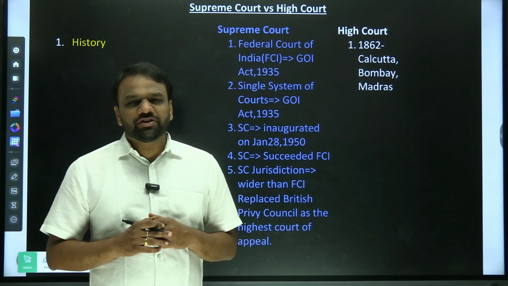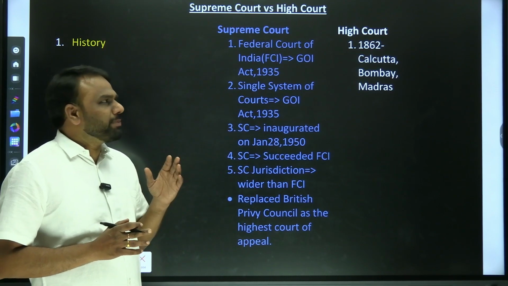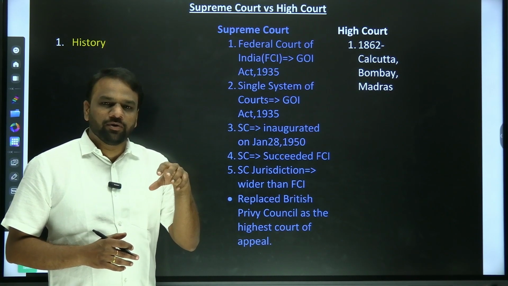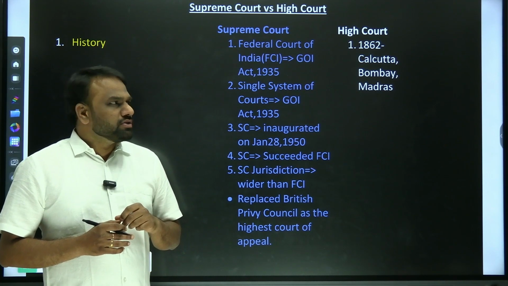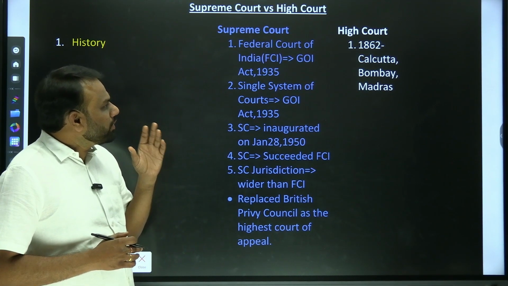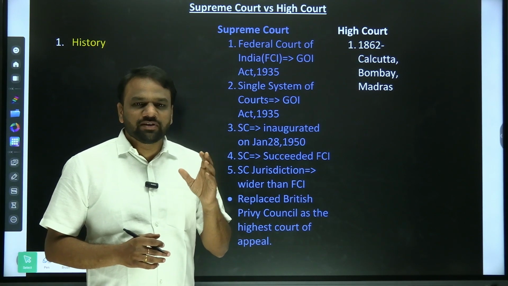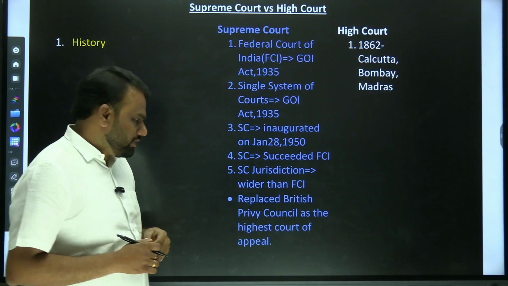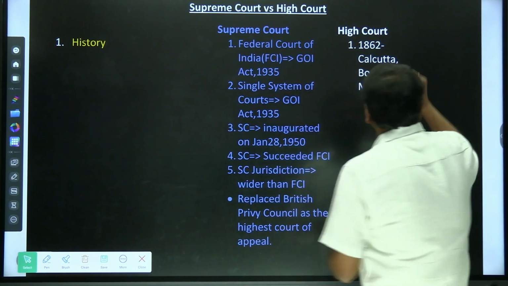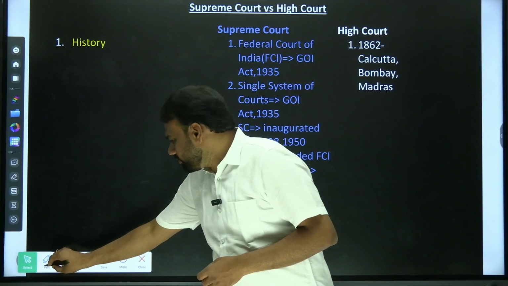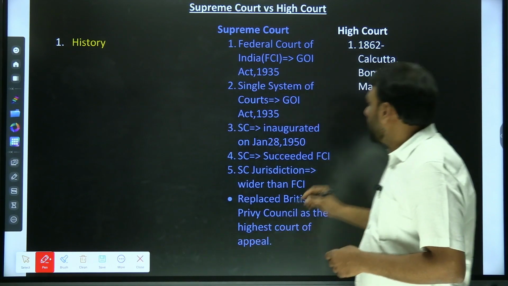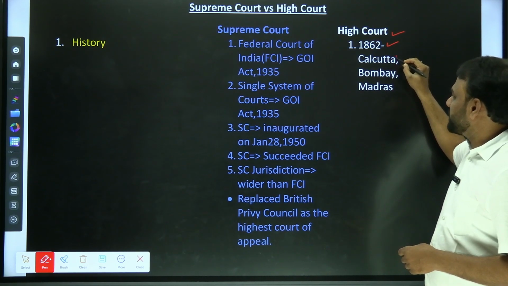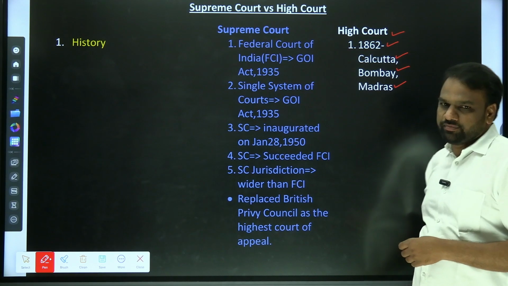In this video, we shall discuss the history of Supreme Court and High Court. So when did the Supreme Court come into being and when did the first High Court come in India? The topic of courts again is a very important topic from the UPSC Civil Service Examination point of view. First we shall look into the history of Supreme Court and High Court. High Court came into existence in 1862, and High Courts were established at Calcutta, Bombay and Madras.